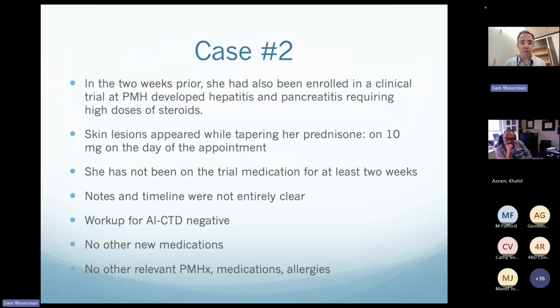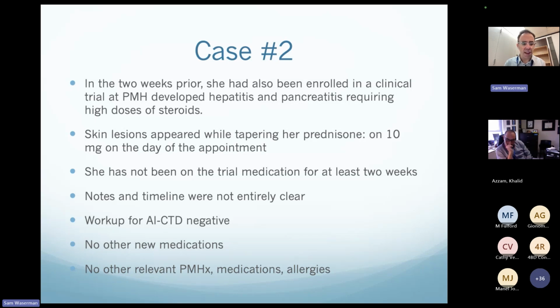So she was put on very, very high doses of steroids. And the skin lesions appeared while she was tapering her prednisone. She was on 10 milligrams on the day of the appointment. She hadn't been on the trial medication for at least 2 weeks.